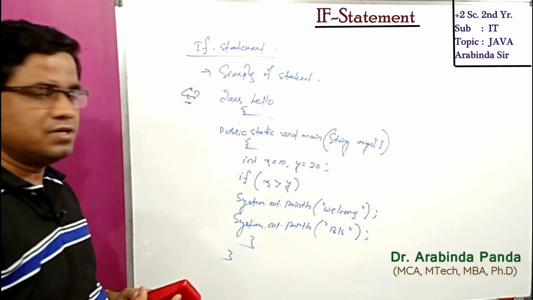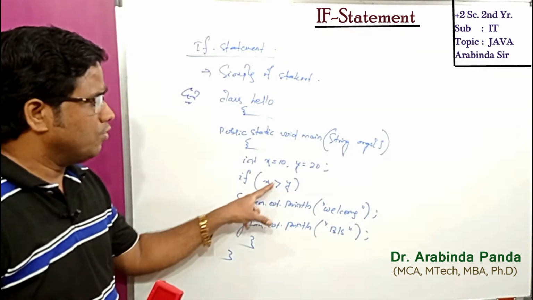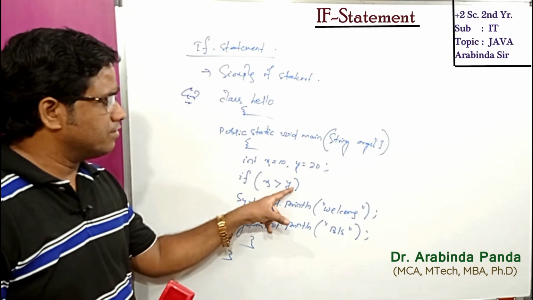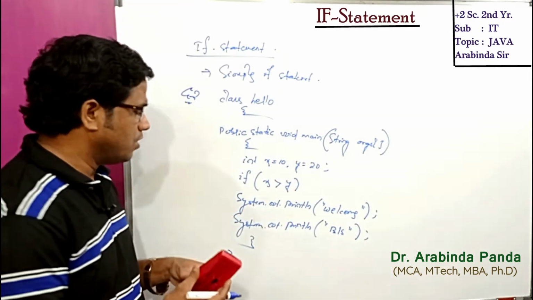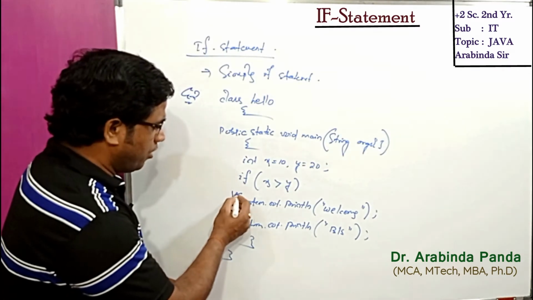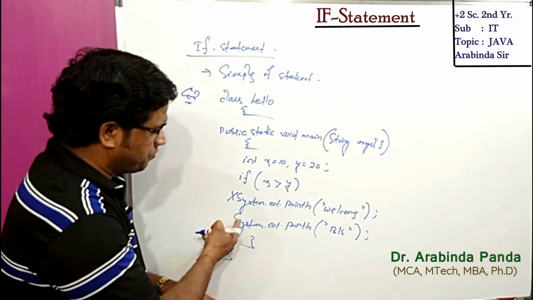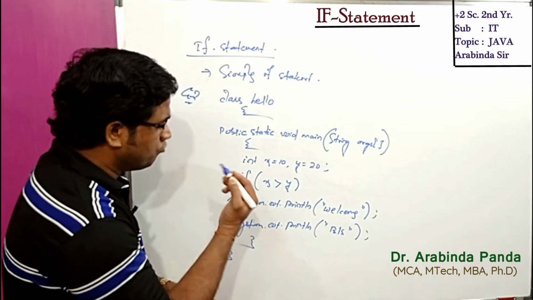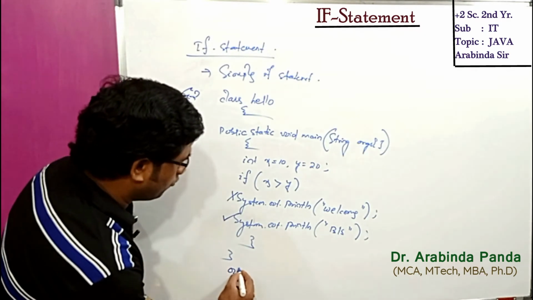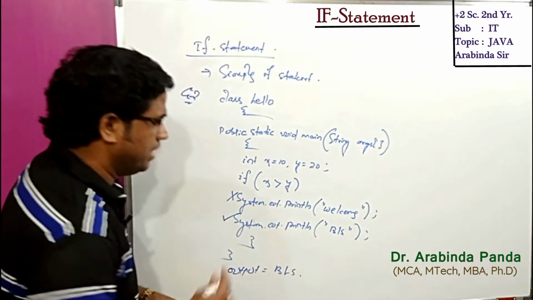So what will be the output? Very simple. See, if x greater than y, true or false, 10 greater than 20. So it will return what? False. False means this statement will not be executed. It is the single statement belonging to if. This is the general statement. So this statement will not be executed, only this will be executed. That is, your output will be BLS.